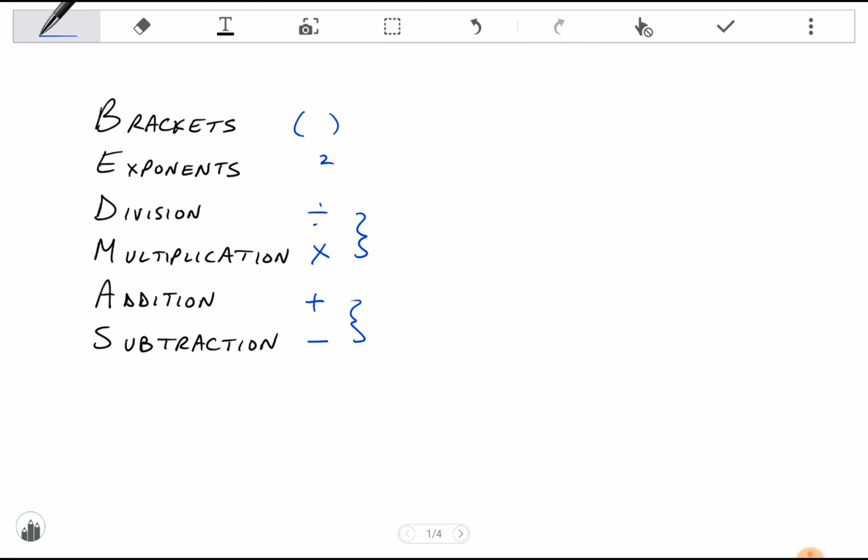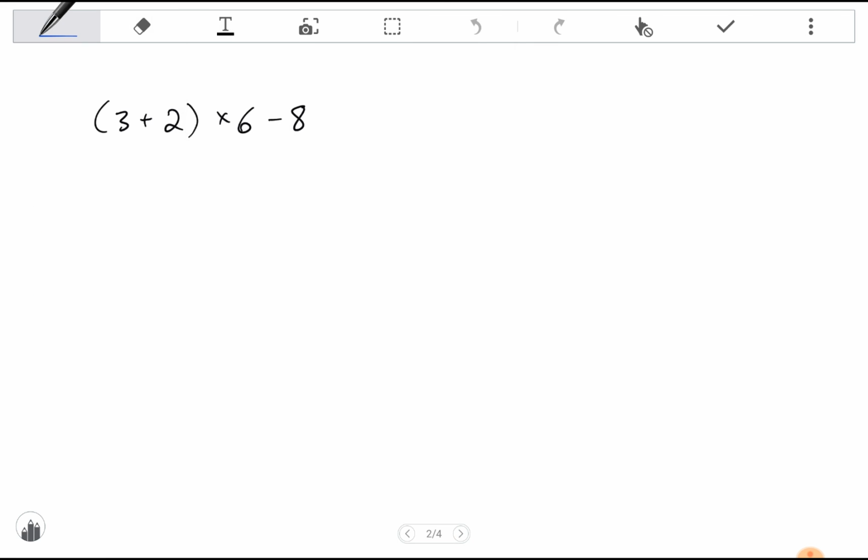The best way to look at this is to do some examples. Here we have bracket 3 plus 2, close bracket, times 6 minus 8. We need to follow BEDMAS. We'll do this step by step and underline the operation we do first, solve it, and then write the rest. B stands for brackets, so in the brackets is what we will do first. We will underline that to highlight it.